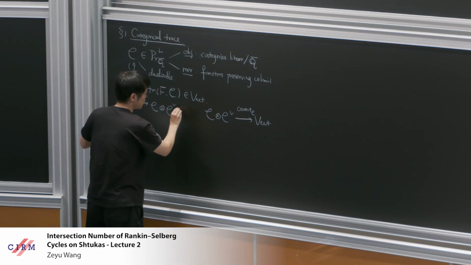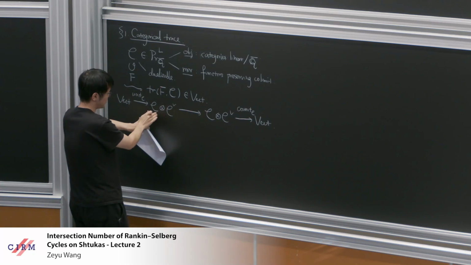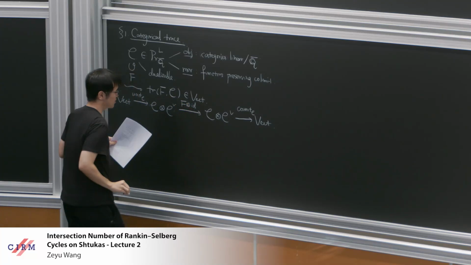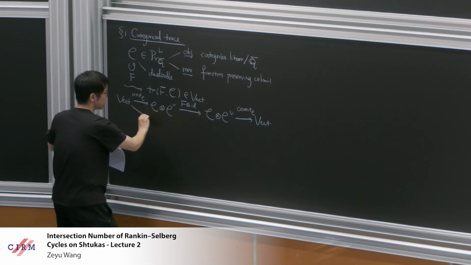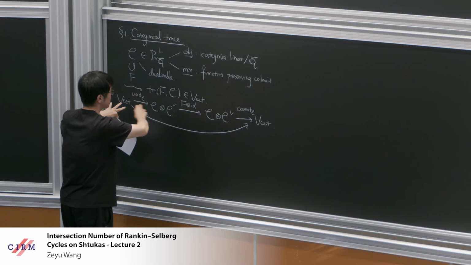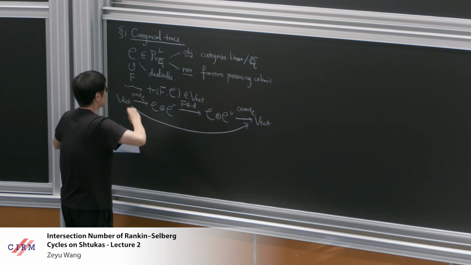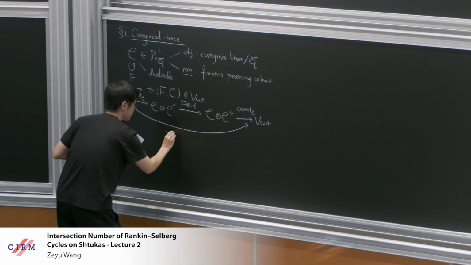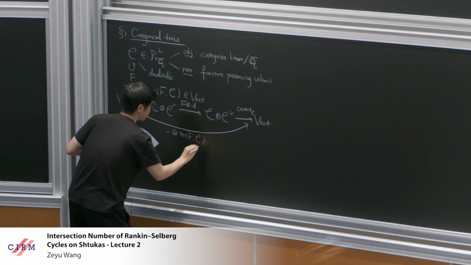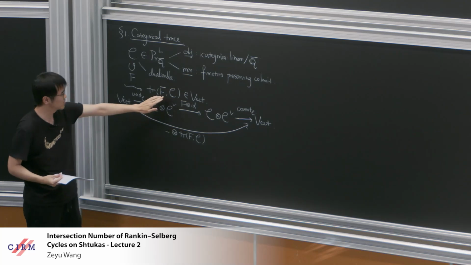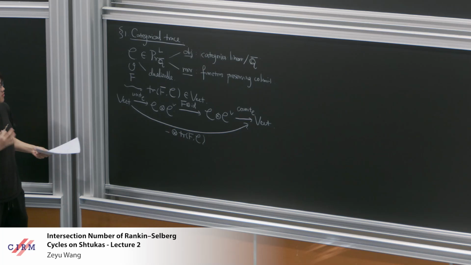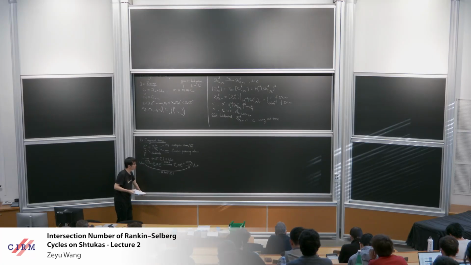So to define the categorical trace, you see that there's an obvious map from this to this, which is given by F tensor with identity. And the categorical trace is defined to be this composition. Since all categories are vector spaces, this functor will be given by tensor with some vector space, where the vector space is our categorical trace. So this is the definition of the categorical trace.